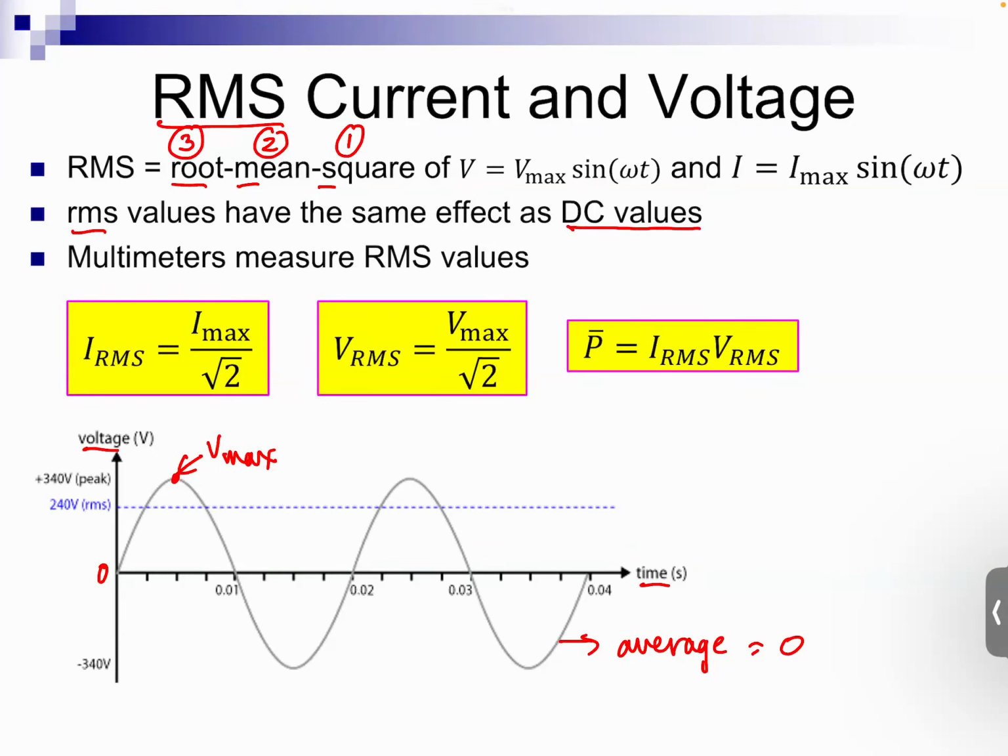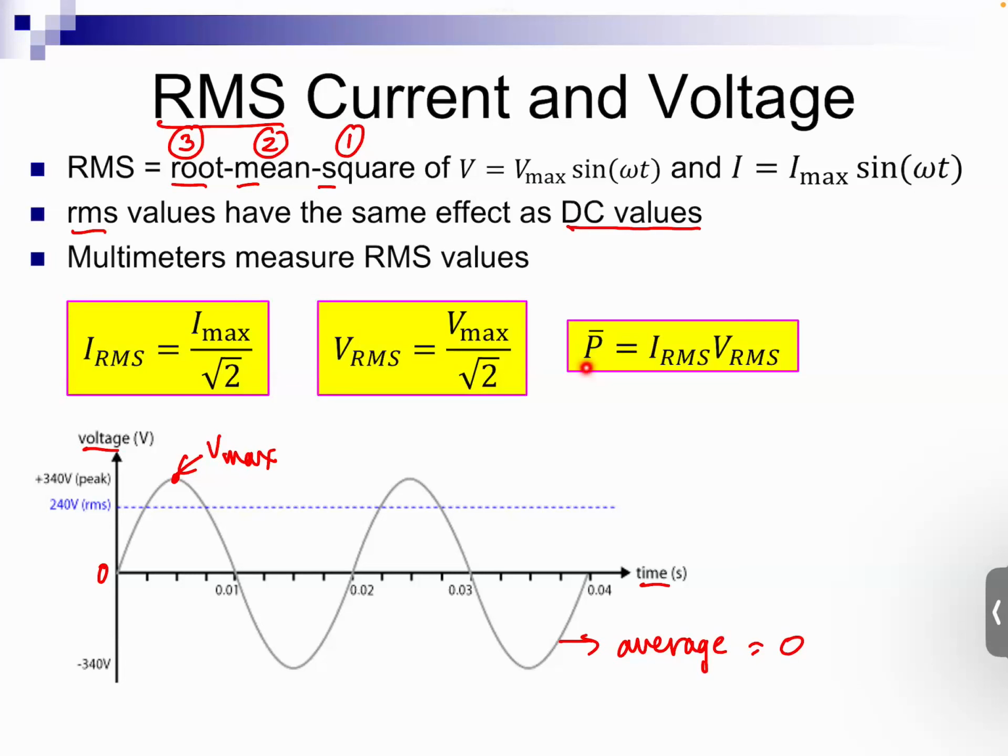It's as if you are considering a current or a voltage that's constant through time if you use RMS values. In fact, RMS values is what the multimeter measures. And hence, using RMS values, you can use the circuit equations that we've learned so far.